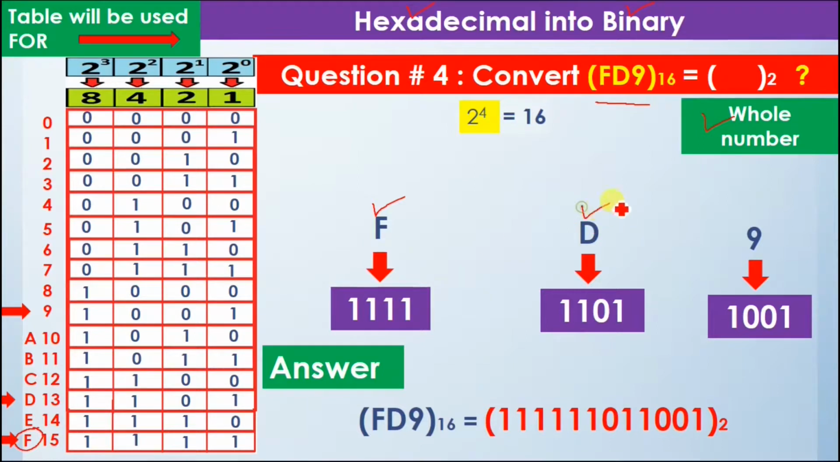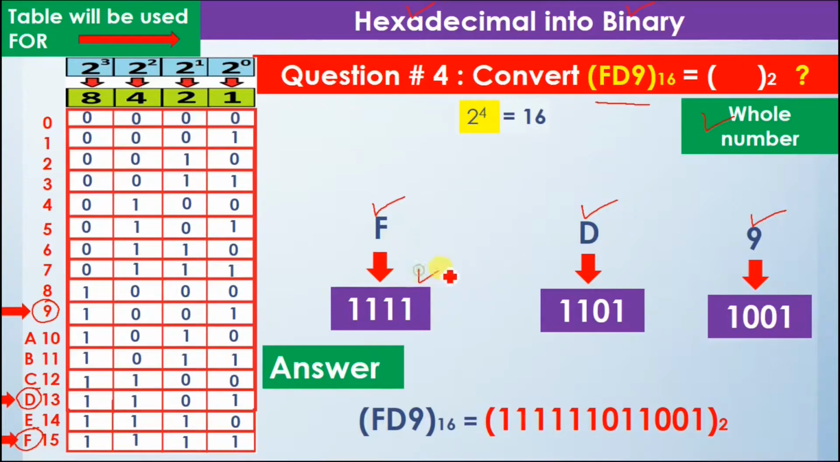Next we have D. So we will find D in the table. So here we can find D in the table. So D is equal to 1101 in binary. So we write D as 1101. Next digit we have is 9. So we will find 9 in the table. So here is the digit 9. And 9 is equal to 1001 in binary. So we write 9 as 1001.